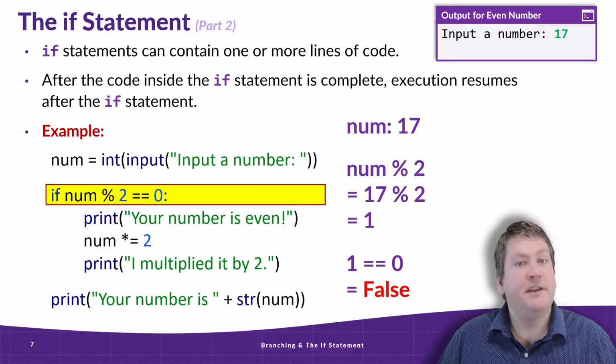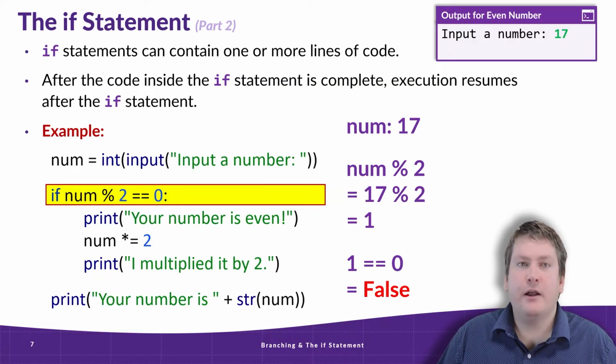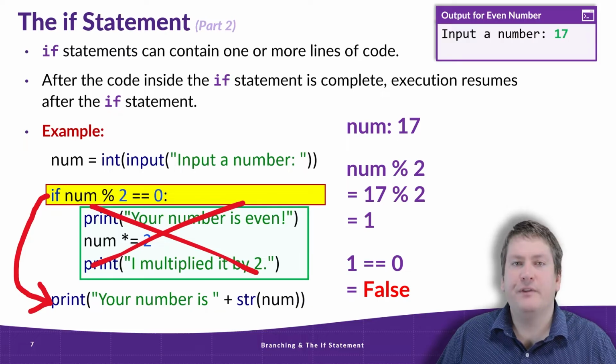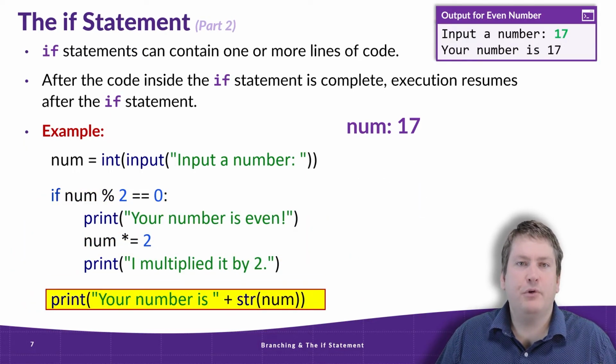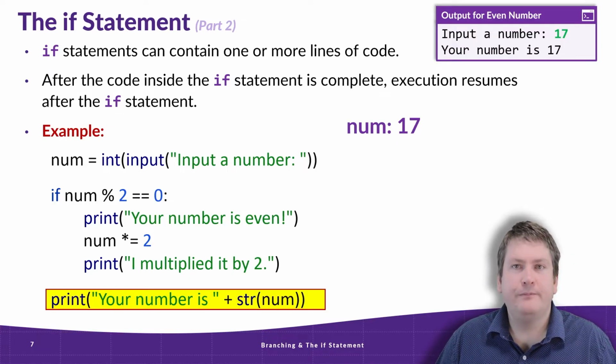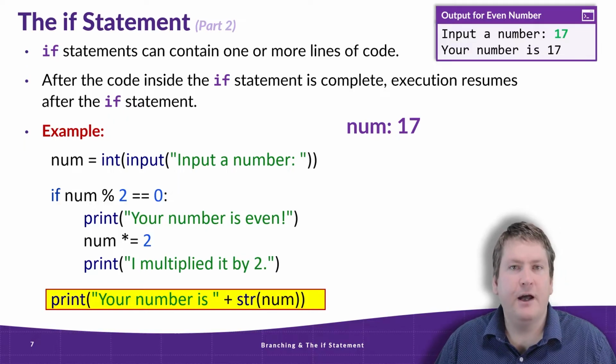When the condition of an if statement is false, it means we don't enter that code block. We resume execution right after that code block. So here's the code block, and execution would resume down here. So in this case, we don't run any of those lines of code. And we jump right down here to print, and we output your number is, and then 17. And you can see that now in the little output console.